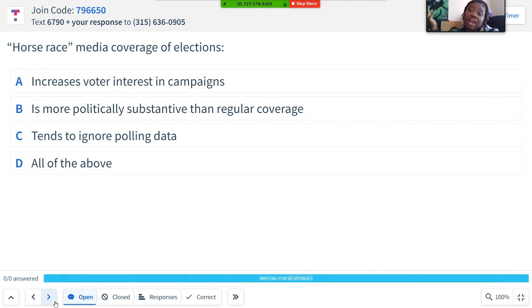So with that very brief description of horse race media coverage of elections in mind, does it increase voter interest in campaigns? Is it more politically substantive than regular coverage? Does it intend to ignore polling data? Or is it all of the above?